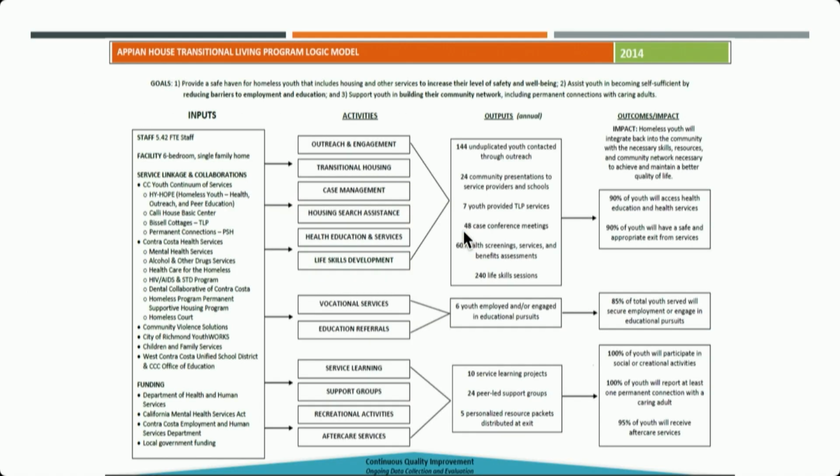So let me just go over here, and this is a complex one. This one, as you can see, was a real organization, Appian House. Right? And they provided this one to the county as well.